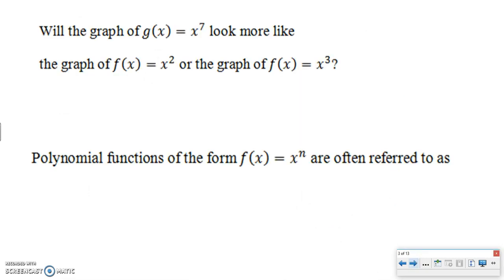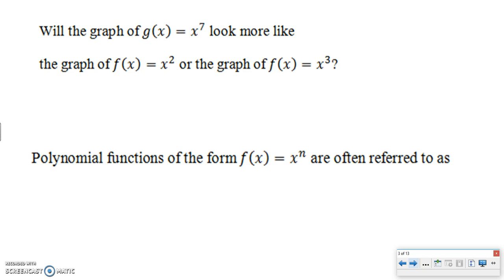So when you think about the graph of x squared and of x to the third, they have a certain shape that they're going to follow every time. It may be shifted, it may be a little thinner or wider, but for the most part it follows the same shape. So I want you to think about, will the graph of x to the seventh look more like x squared or x to the third?